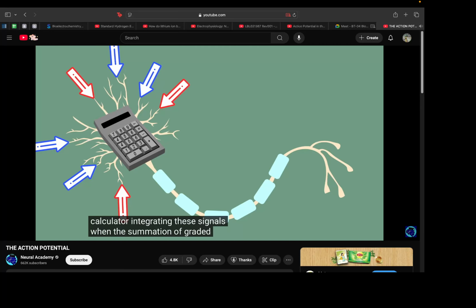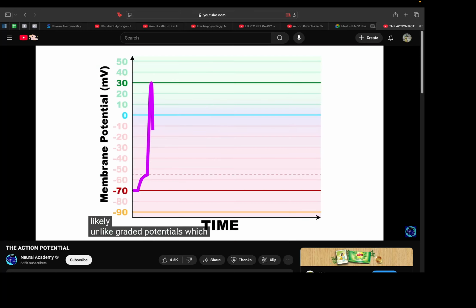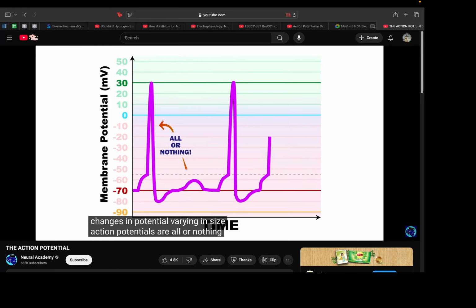When the summation of graded potentials results in a potential of minus 55 millivolts at the axon hillock, an action potential occurs. Hence, EPSPs make it more likely that an action potential will occur, while IPSPs make it less likely. Unlike graded potentials, which are changes in potential varying in size, action potentials are all or nothing.